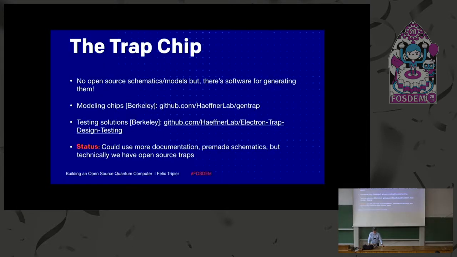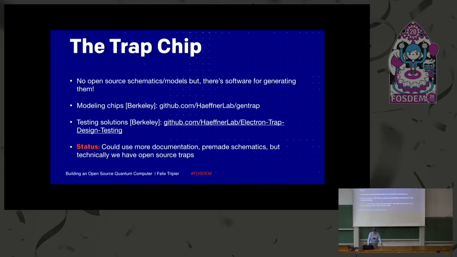For the trap chip, this is what we have available in terms of open source. There are no schematics and models for a specific trap chip that you can run out there, but there's software to make them from Berkeley's Trapped Ion Group. GenTrap and the Trap Design Testing Station are the bare minimum you need to figure out how to model and make your trap chip. The trap chip is still custom and bespoke, so you can't just go out to a commodity electronics store and make your own trap. But it's as good as it's going to get for open source trap chip making, except if a good Samaritan wants to flesh out the trap chip software scene.